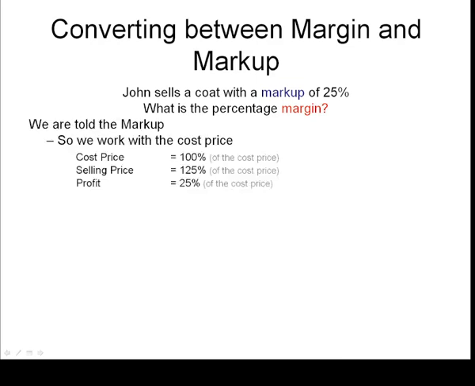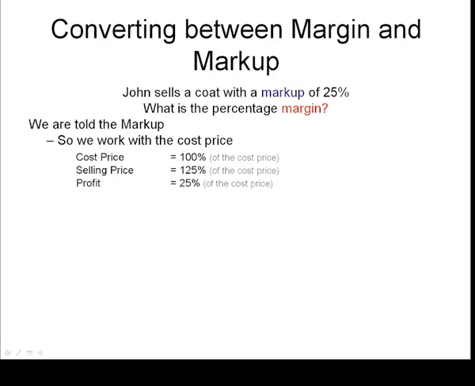So the cost price is 100%, the selling price is 125%, and the profit is 25% of the cost price. Why did I want to know the cost, the selling price, and the profit? Well, to find the margin, we need to know what the profit is, and we need to know what the selling price is. Again, we don't actually know what the cost price is. We don't actually know what these actual values are, but let's have a look at what happens again.